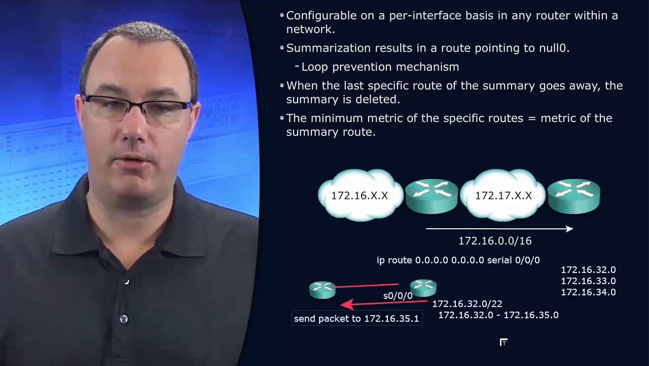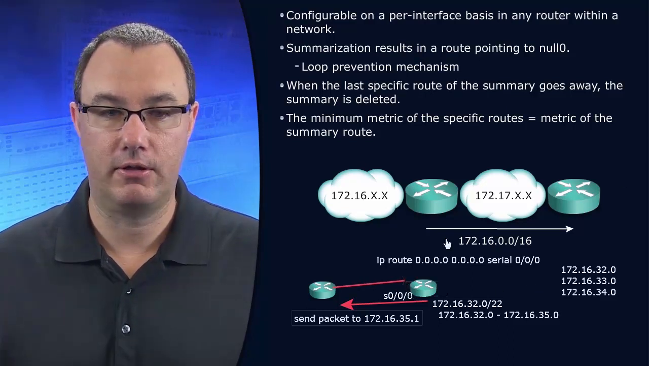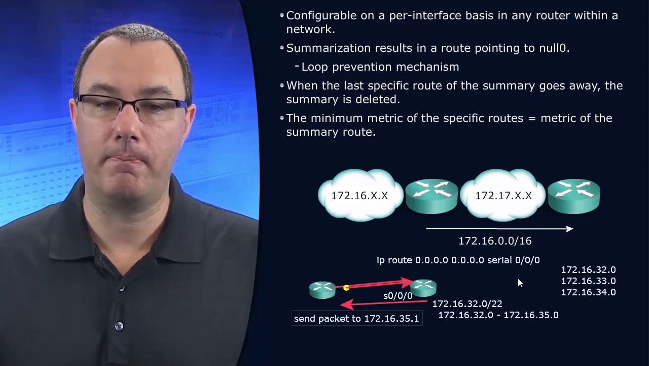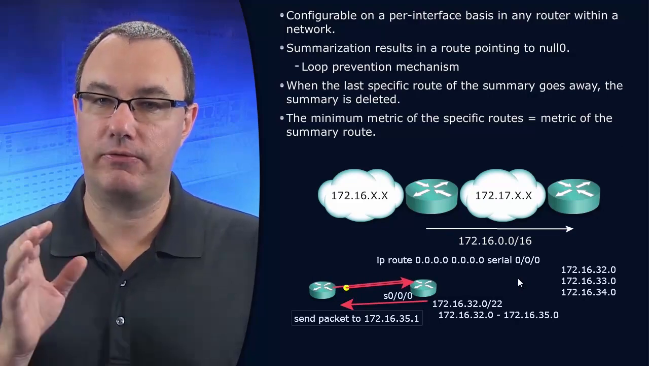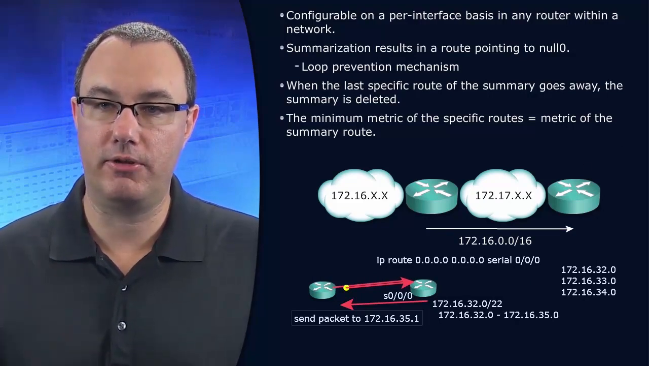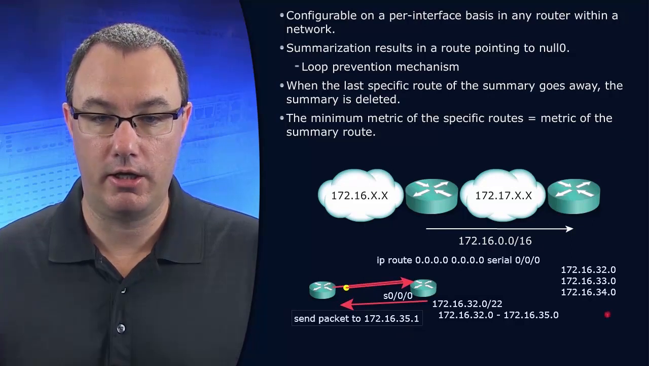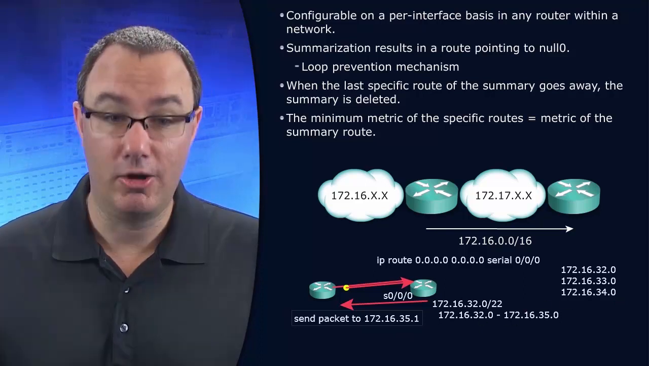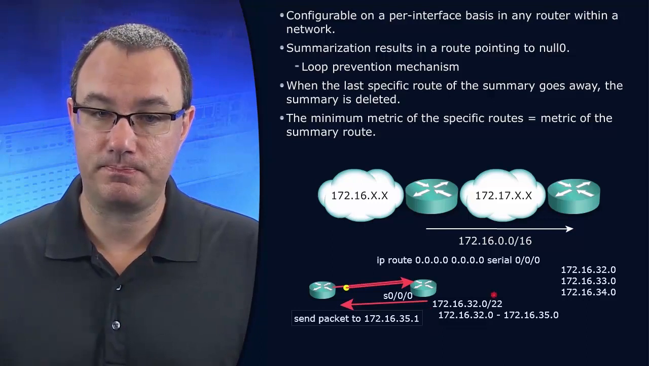So the problem now is that we have sent traffic over to that router, but that router doesn't have reachability to 172.16.35.1. Why? Because it doesn't actually exist over there. But we've summarized it. We've said, hey, please send over to me any networks that exist within the space.